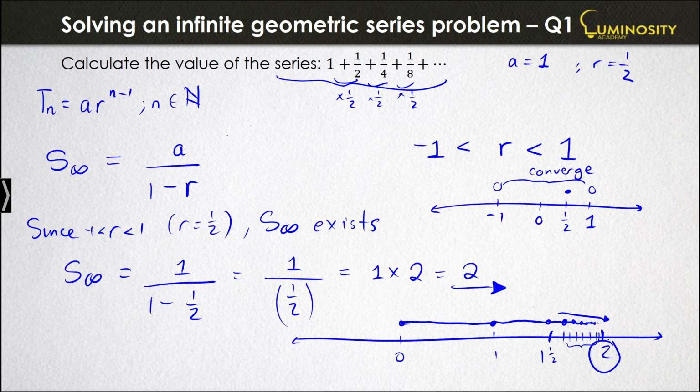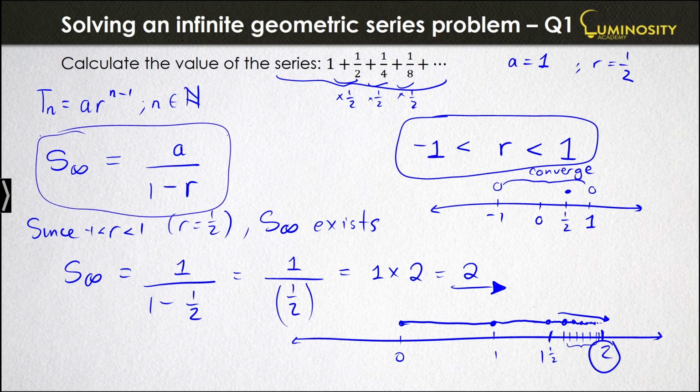We know it exists because the constant ratio r satisfies this golden property. And we can just use the sum to infinity formula to find what that exact value is if we added up all the terms infinitely.